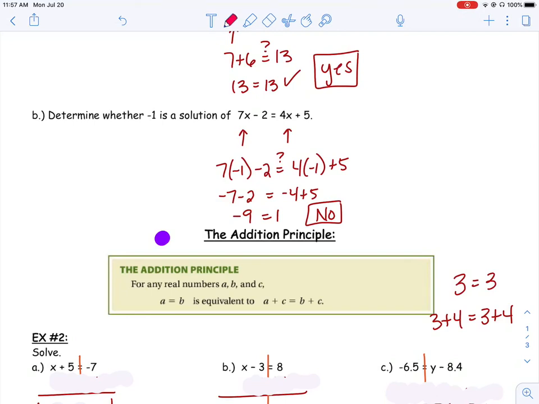And since -9 is not equal to 1, that means x equals -1 is not a solution because the left side doesn't equal the right side when you plug in that value. So anytime we get an answer, we can always double check that that answer works by substituting it back into my variable and making sure that the equation is still true. The left side does equal the right side.